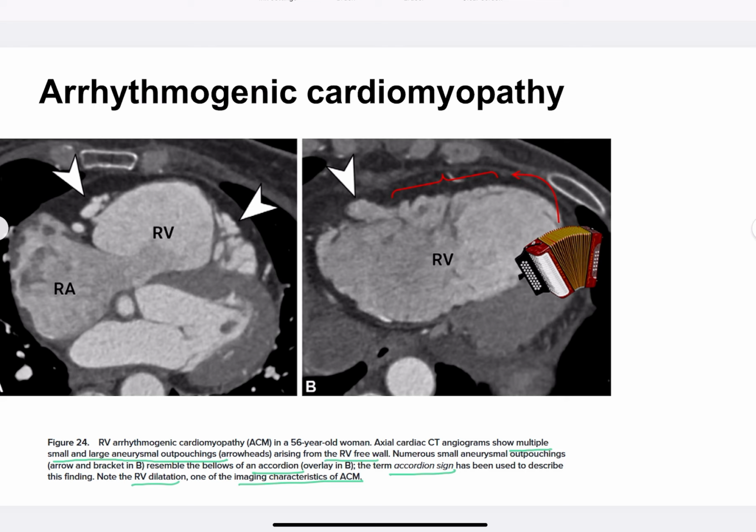Here we can see this is the axial cardiac CT image. Here we can see multiple outpouchings arising from the right ventricular free wall. And these are resembling the bellows of an accordion. Hence this is known as the accordion sign. Associated right ventricular dilatation can also be seen in this case. And this is one of the imaging characteristics of arrhythmogenic cardiomyopathy.